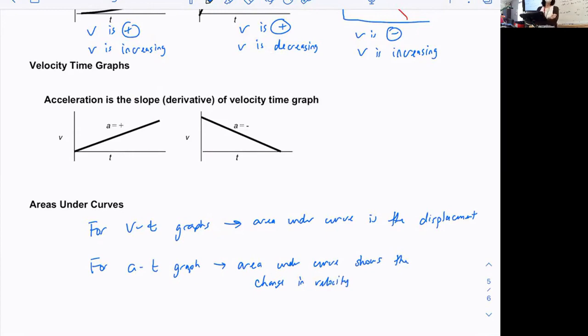Luke, would I ever ask for displacement of a curve graph? Not for this level of physics. So Luke's question, for my Zoomlanders, Luke asked if it would ever ask you to calculate out the area under the curve of a curved graph. It would not ask you to mathematically calculate it out, but it may be a comparison. So they may give you two graphs, and you should be able to conceptually compare the differences between the two. Does that make sense?